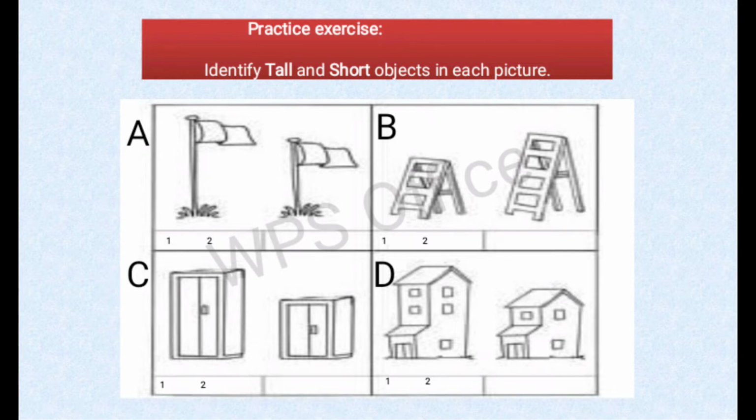In picture C, which one is tall, first or second? Yes, the first one is tall while the second one is short. In picture D, which house is tall and which house is short? Yes, you all are correct. In picture D, the first house is tall whereas the second house is short.